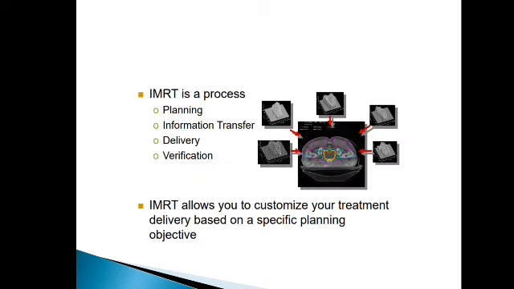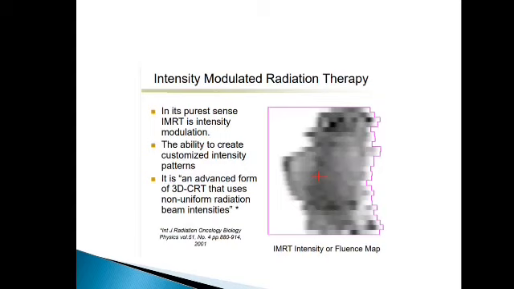IMRT is a process for planning, information transfer, delivery, and verification, and allows you to customize your treatment delivery based on a specific planning objective. It's another benefit in radiotherapy, in IMRT, intensity modulated radiation therapy.